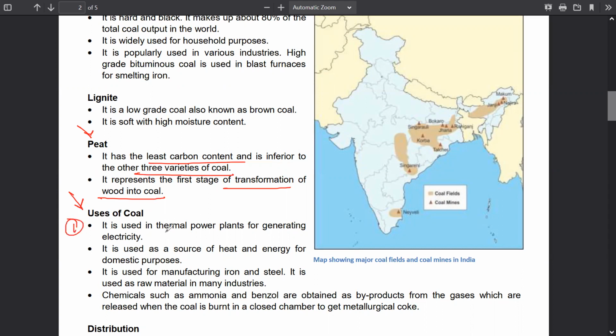It is used in thermal plants for generating electricity. Second one, it is used as a source of heat and energy for domestic purposes. Third point, it is used for manufacturing iron and steel. So it is basically used in industries. It is used as raw material in many industries.